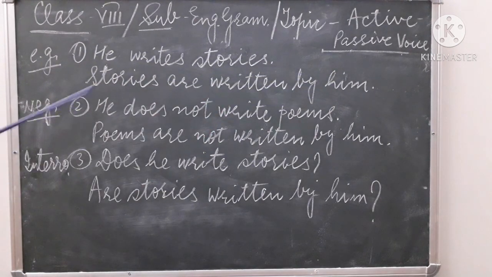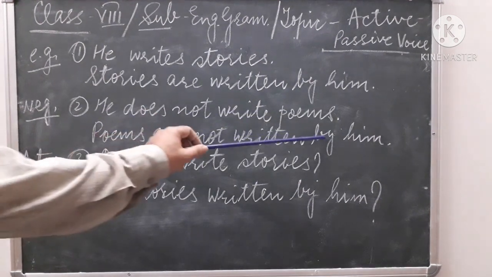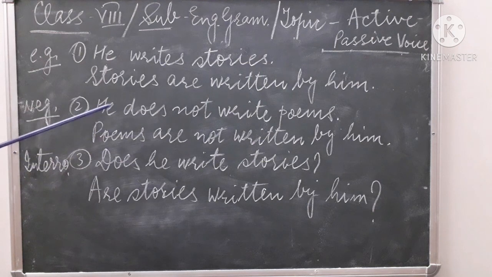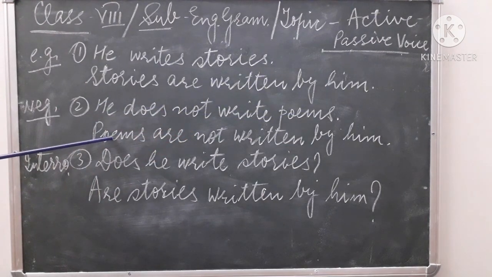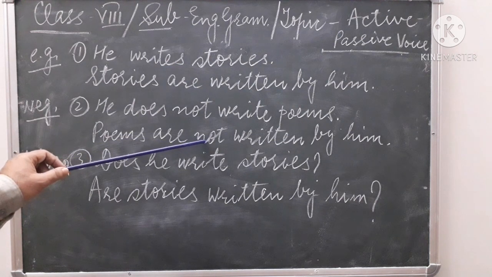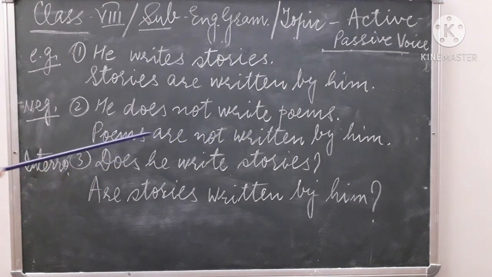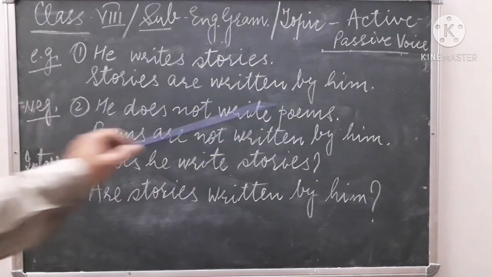Okay. Now number 2, negative. If active voice is given in negative, passive will be negative. Remember it. For example, he does not write poems. Now, here, it is the object. Object will be brought first. So here, poems are. Why are? Because again, it is given in simple present. In simple present, there are three helping verbs. Remember, is, am, are. So poems are not written. Because it is negative, that is why we have also put not here. So poems are not written by, again, him.